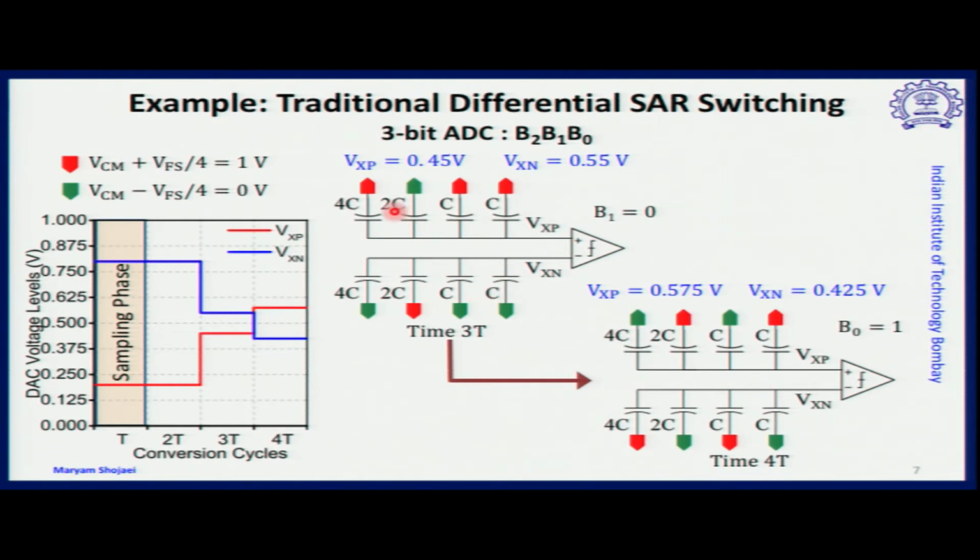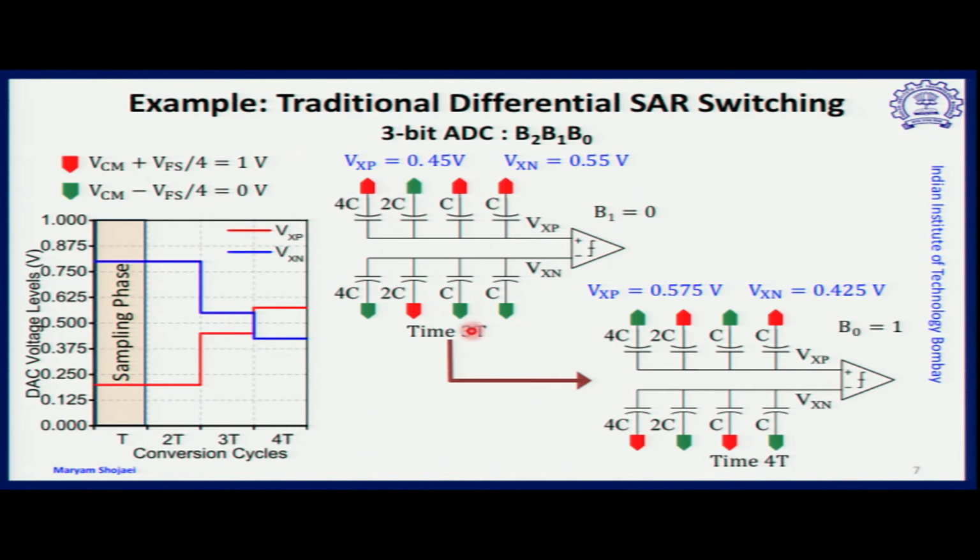This switching is performed by the switches you observe with respect to capacitors 4C and 2C. So 4C is connected to VCM plus V full scale by 4, and the next bit is set at VCM minus V full scale by 4, which is the next connection, corresponding to the next bit.